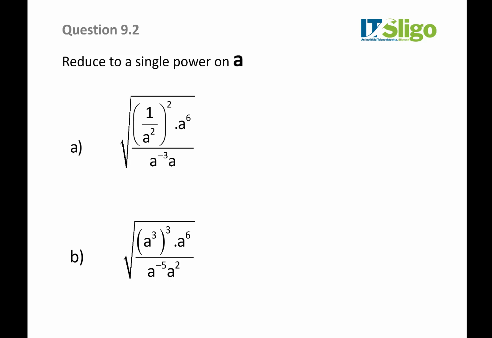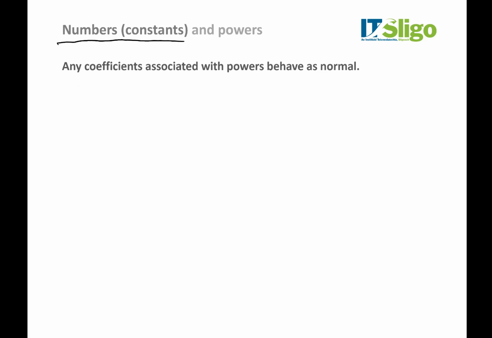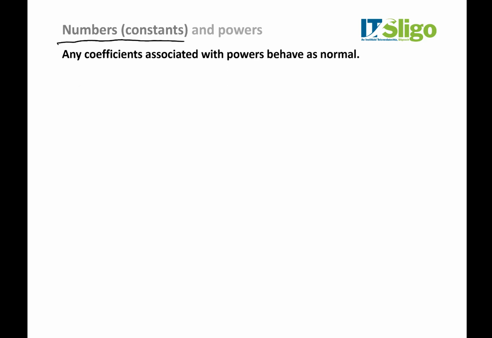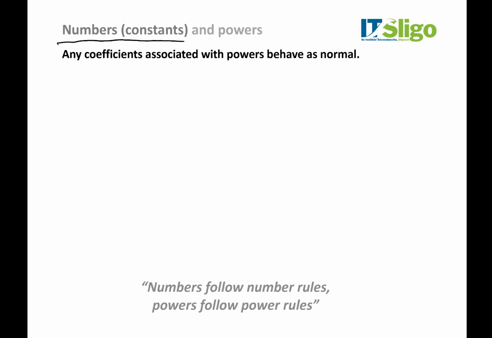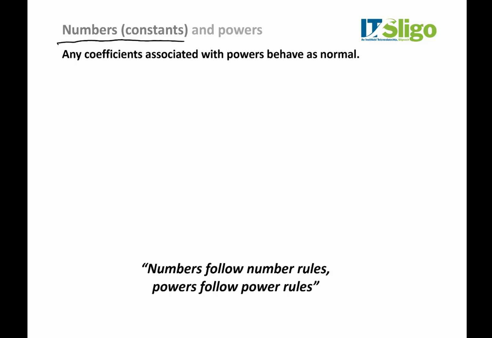Now what we're going to do is just take a look at a few other things, kind of more of a bit of housekeeping to do with powers, like we had to do with fractions as well. So we'll just take a look at a few of those now. If there's any numbers, constants, and our powers, any coefficients, constants, they behave as normal. So numbers follow numbers rules, powers follow power rules. Numbers do what numbers do, powers do what powers do.